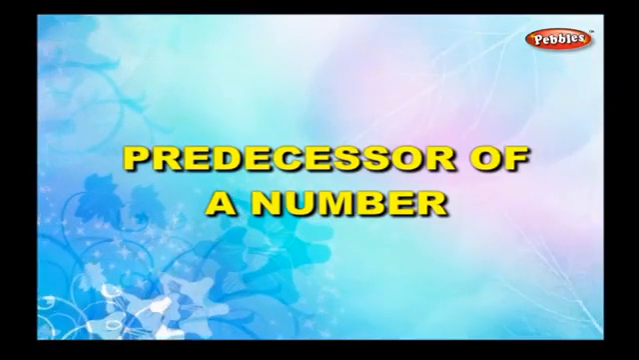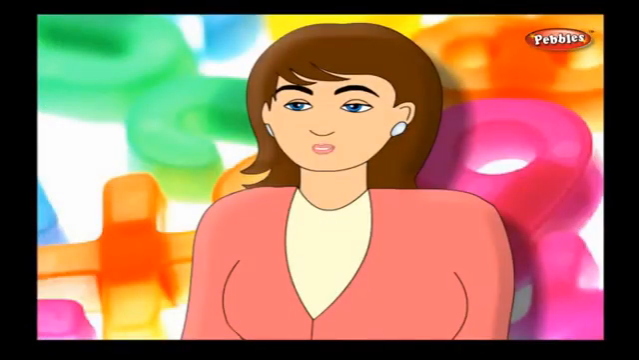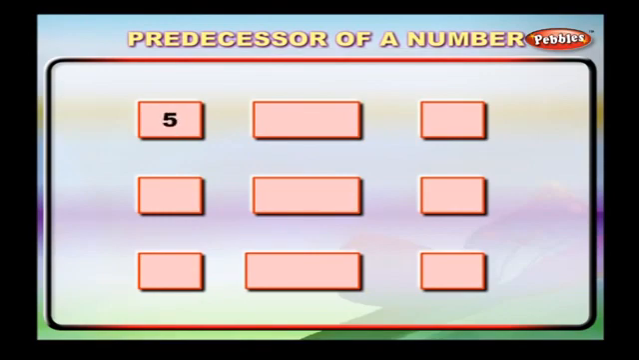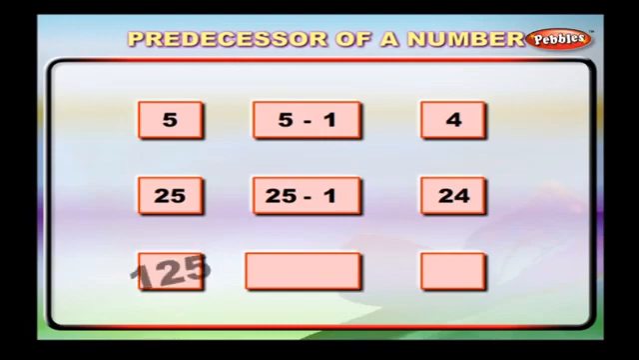Predecessor of a number. The number that comes just before a particular number is called its predecessor. In the numerical order, the predecessor of a number is 1 less than the number. The predecessor of 5 is 5 minus 1, that is 4. The predecessor of 25 is 25 minus 1, that is 24. The predecessor of 125 is 125 minus 1, that is 124.